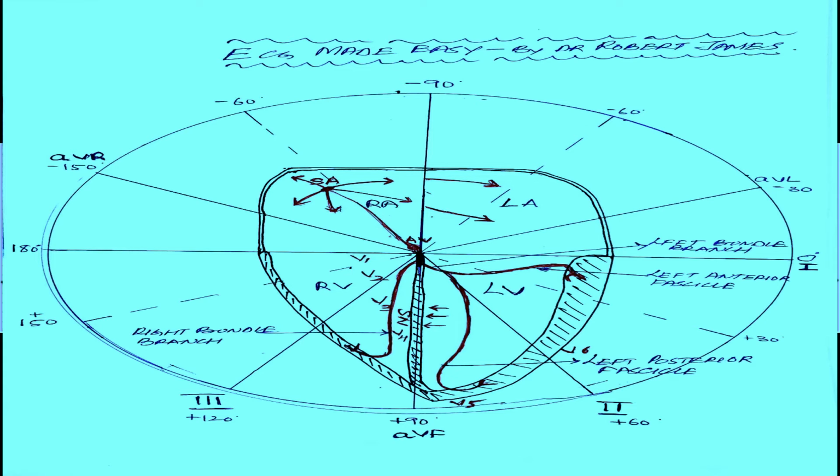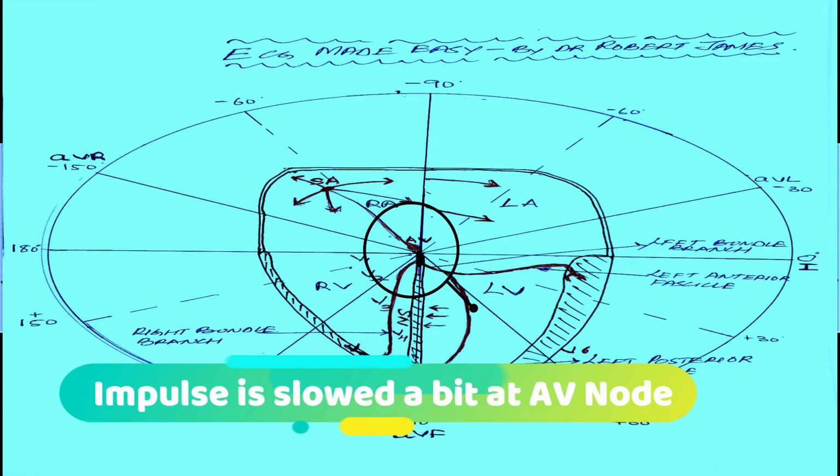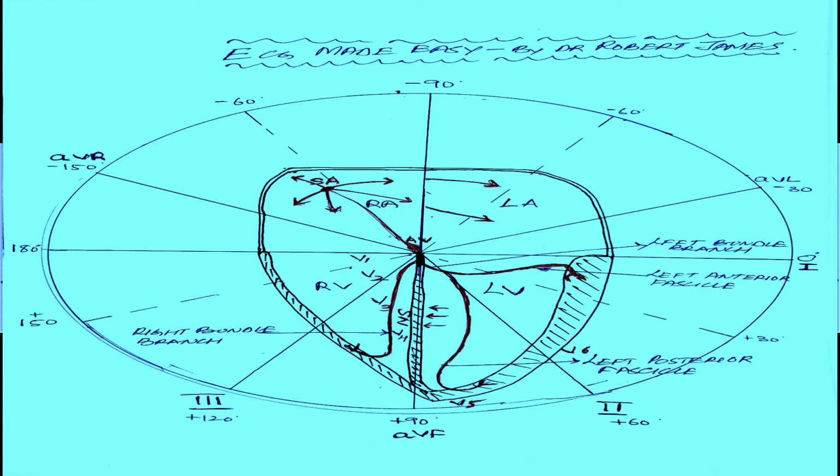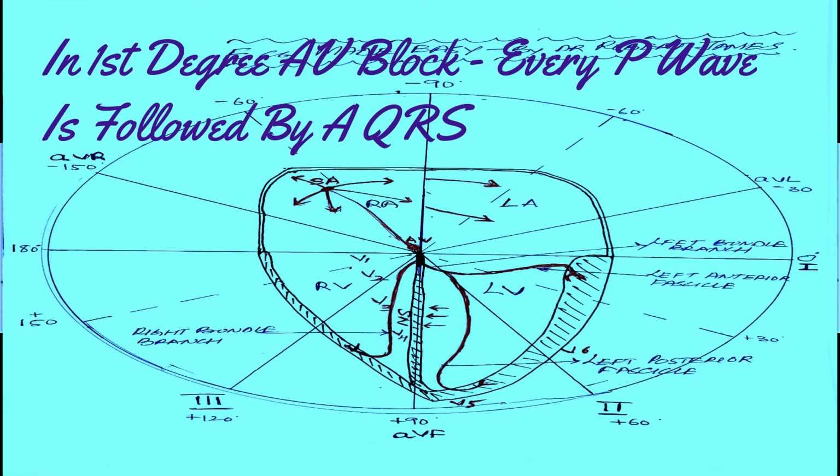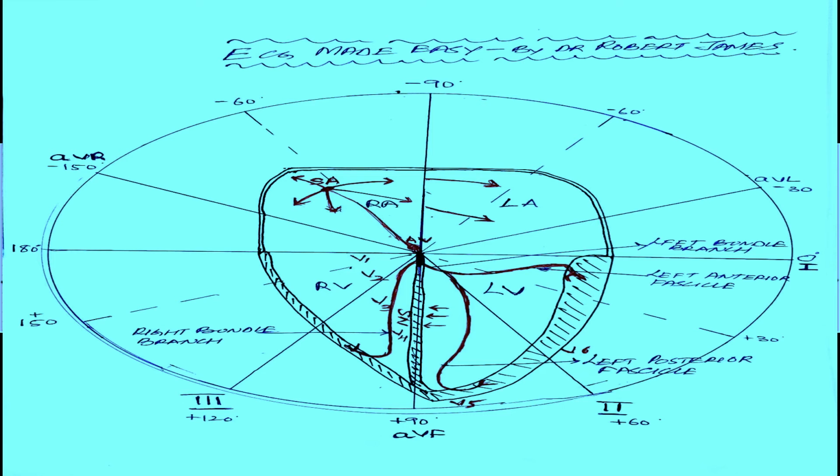Mind you, the R wave is formed when the ventricles contract. So basically the impulse starting from the SA node till the ventricles, that is the PR interval, and there is a small delay at the AV node. So in the first degree AV block, the PR interval is slightly prolonged, but every P wave is followed by a QRS complex, and that is the first degree AV block.